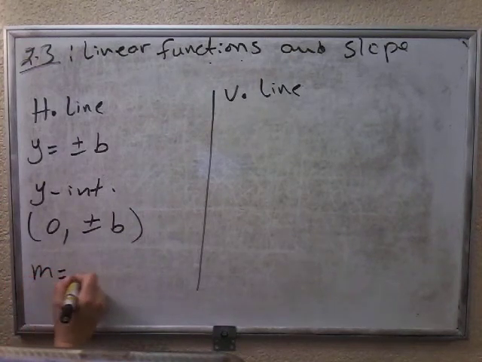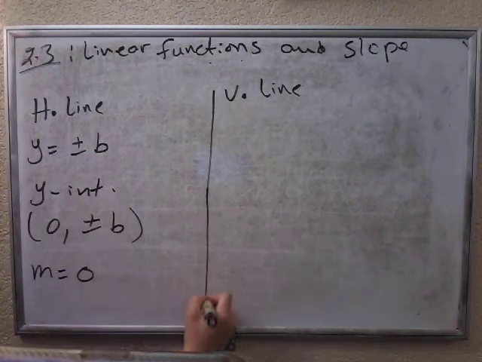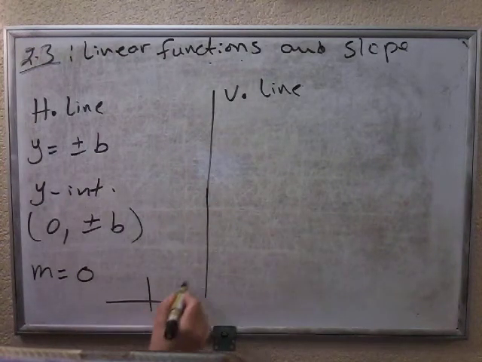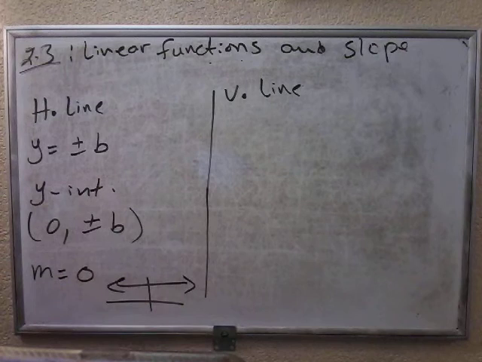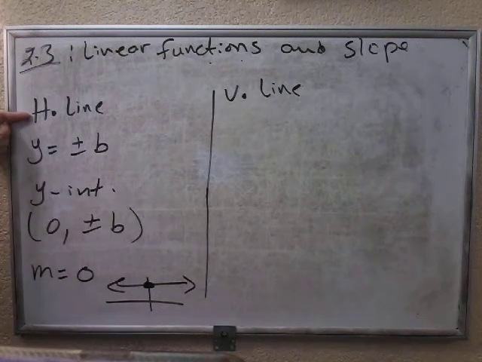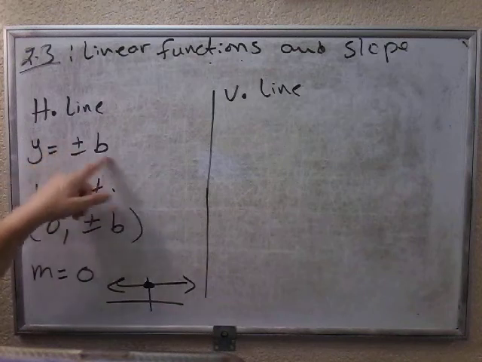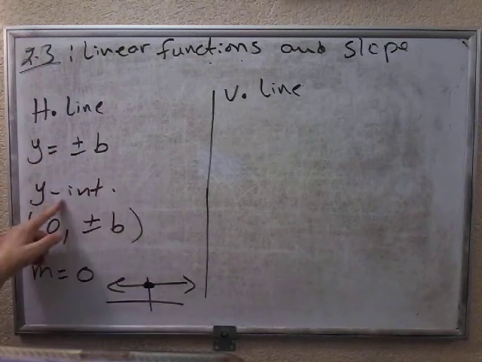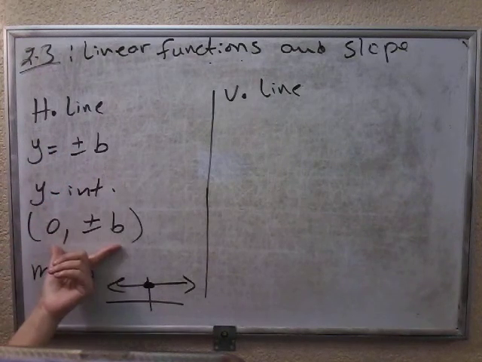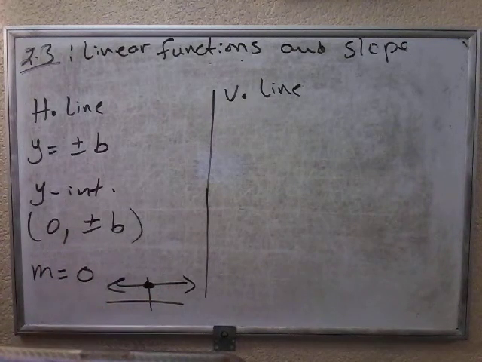But the nice thing about it is we know that there's no change in the slope. So the line is a horizontal line like that, and this is your y-intercept. So it's a horizontal line. It starts with y equal to a constant. It's a y-intercept, and here's the y-intercept point, and the graph will be horizontal, but the slope is 0.